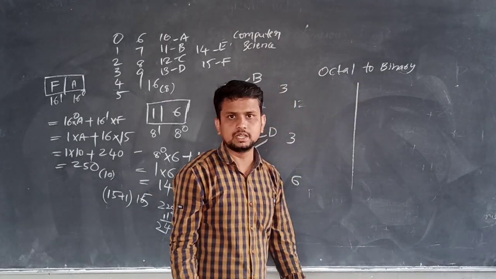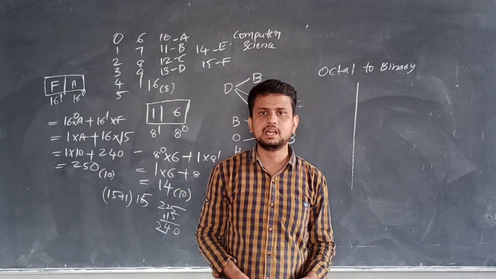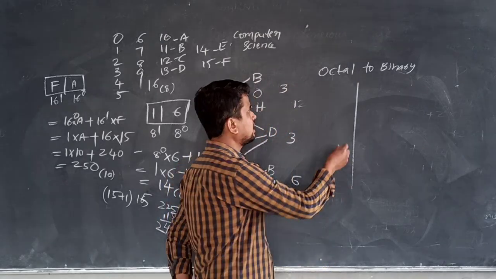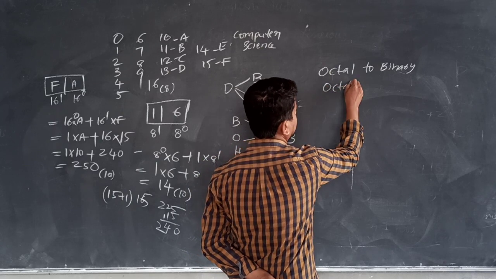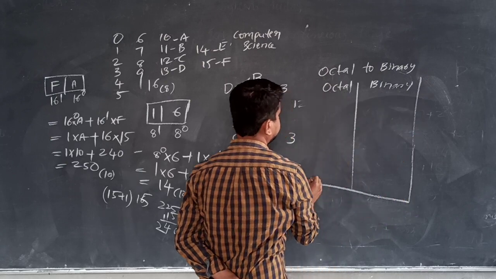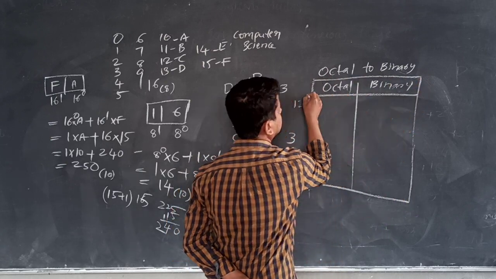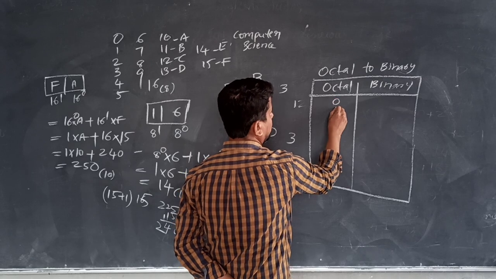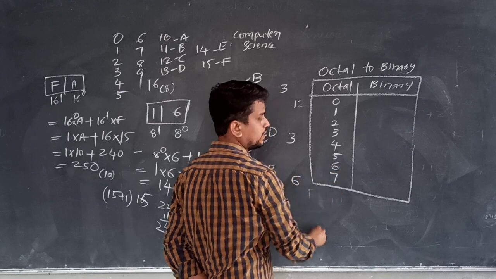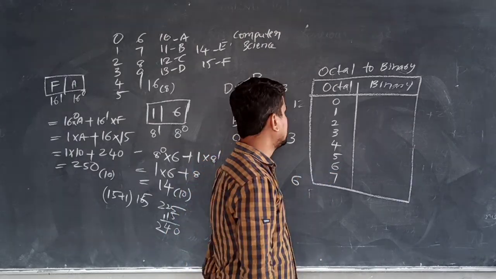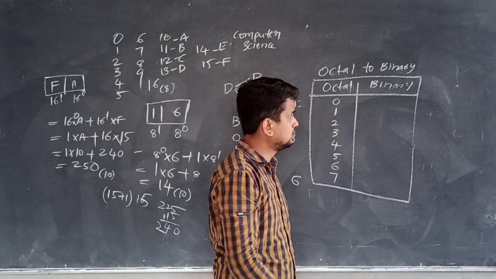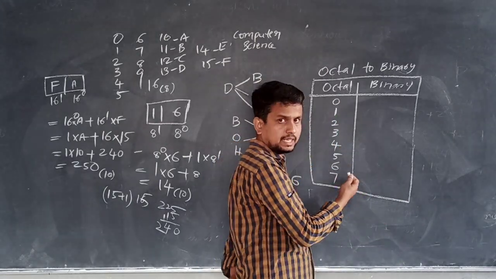All of you know that in earlier classes we discussed the octal number system elements. What are the octal number system elements? I am writing here octal number, here binary number. Draw a chart like this. In this, what are the octal numbers? 0, 1, 2, 3, 4, 5, 6, up to 7 only we have to take. So for 0, what is the equivalent binary digit? How can we write it?